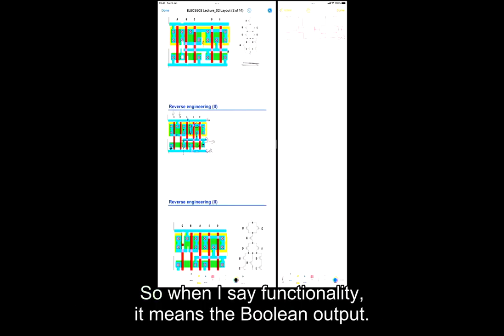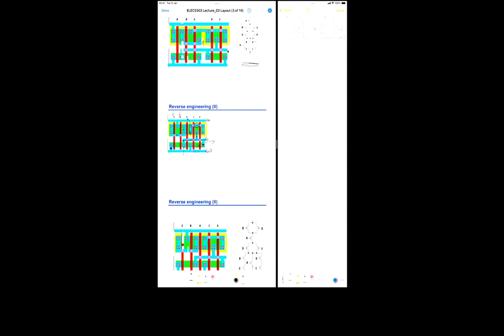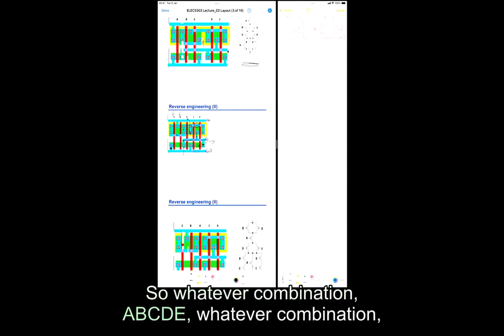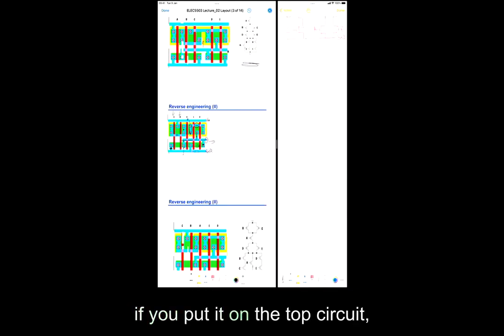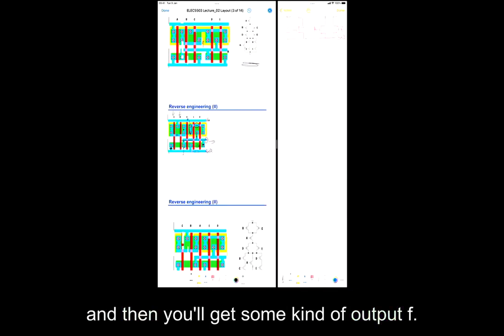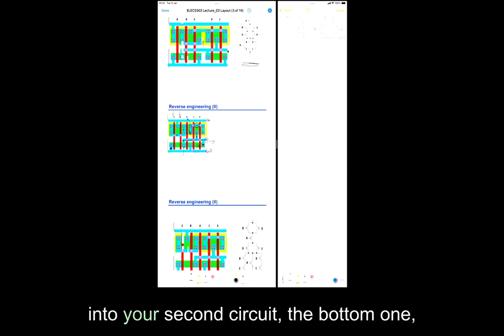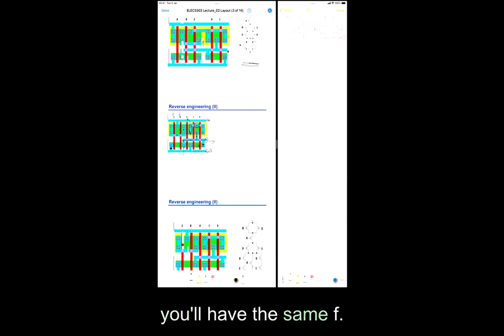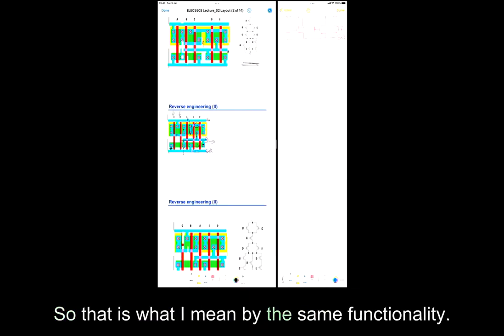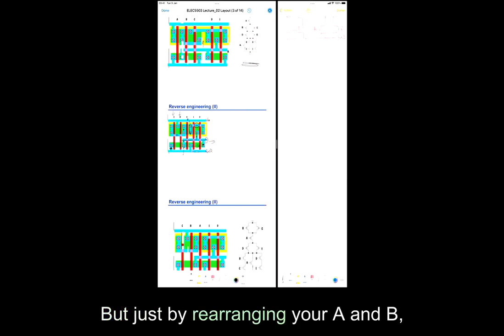Okay. When I say functionality, it means the Boolean output. Whatever combination of A, B, C, D, E you put into the top circuit, you'll get some kind of output F. And if you put the same combination into your second circuit, the bottom one, you'll have the same F. So that is what I mean by the same functionality. But just by rearranging your A and BC, you'll have a much smaller circuit.